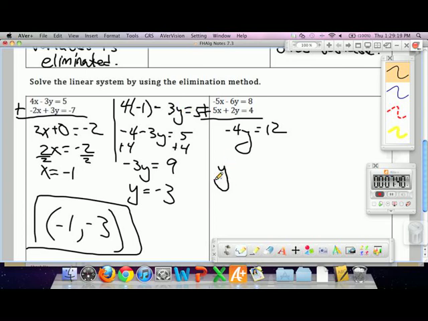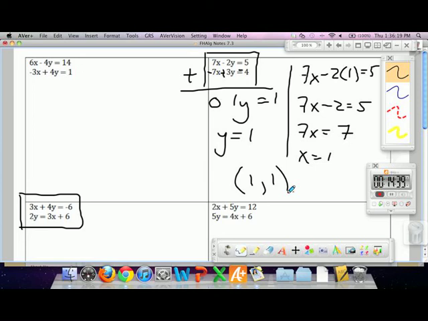Good. Once you know what one of them is, go back to the top and plug in to figure out what the second variable is. Which equation in this case do you think we want to use? Top or bottom? Which one is going to be easier to find x? I like top.